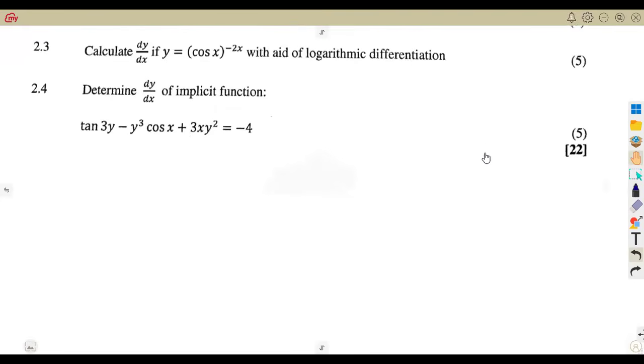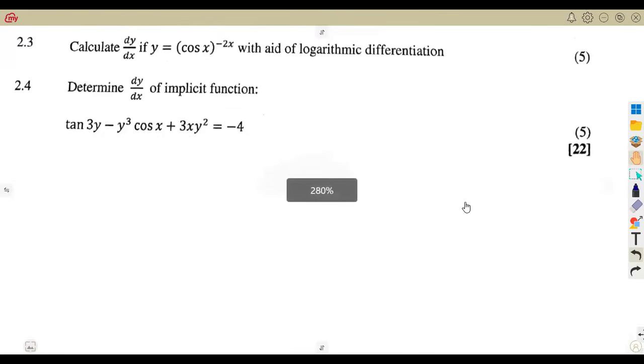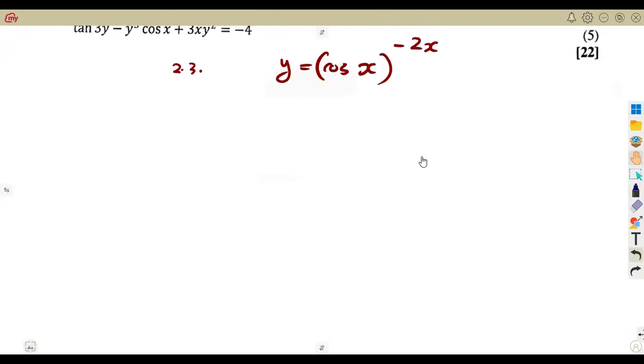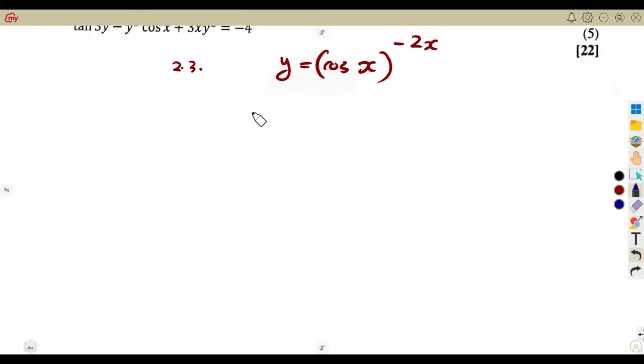2.3. Calculate dy/dx if y is the cos of x raised to the exponent of minus 2x with the aid of what? Logarithmic differentiation. So given that y is equal to the cos of x being raised to the exponent of negative 2x, and you are told to use logarithmic differentiation, simply introduce what? The ln. Remember your logarithms? We're going to introduce the ln both sides. So that will be the ln of y is equal to, this side you also introduce the ln. That is the ln of what? Of the cos of x being raised to the exponent of negative 2x.